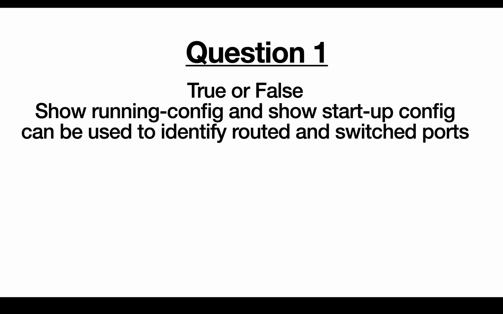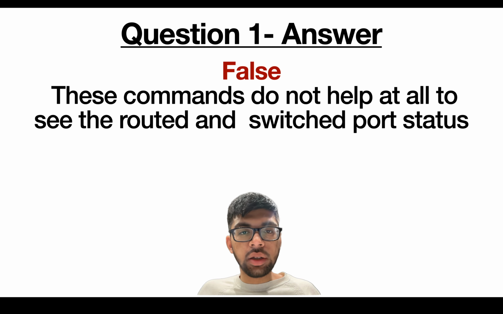Question number 1 is true or false: show running-config and show startup-config can be used to identify routed and switched ports. Please have a chance to think about this. If you need to pause the video, please go ahead and do so now, else I will reveal the answer in a few seconds. 5, 4, 3, 2, 1, 0. And the answer is false. These commands don't help at all with seeing the routed and switch port status.